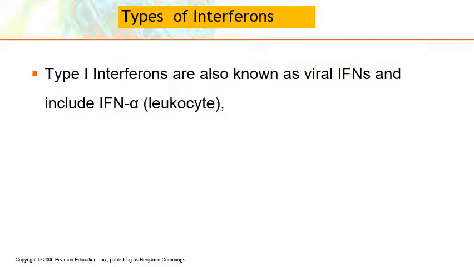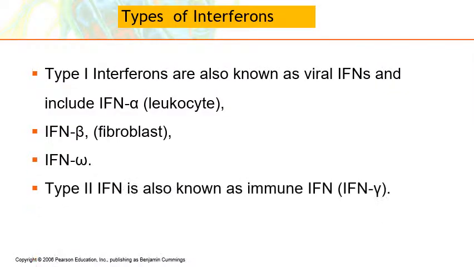We have type 1 interferons, which are also known as IFN leukocyte. We also have the IFN fibroblast, and we have type 2, which is also known as immune IFN gamma. They are examples of interferons and types that are found in the cell. So they are natural activating, viral deactivating molecules within the human cells.